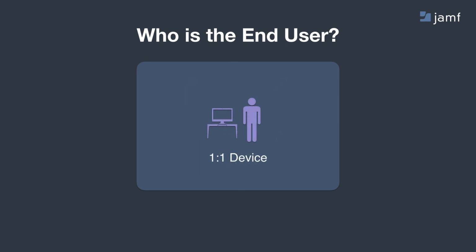Probably the easiest to think about is the one-to-one deployment, where you have a person, you have a device, and whether you're actually tracking them together or not, you at least have that idea of this is the device that belongs to the individual, and you can configure it specifically for them based on what they're doing, who they are, and how they need to be productive.